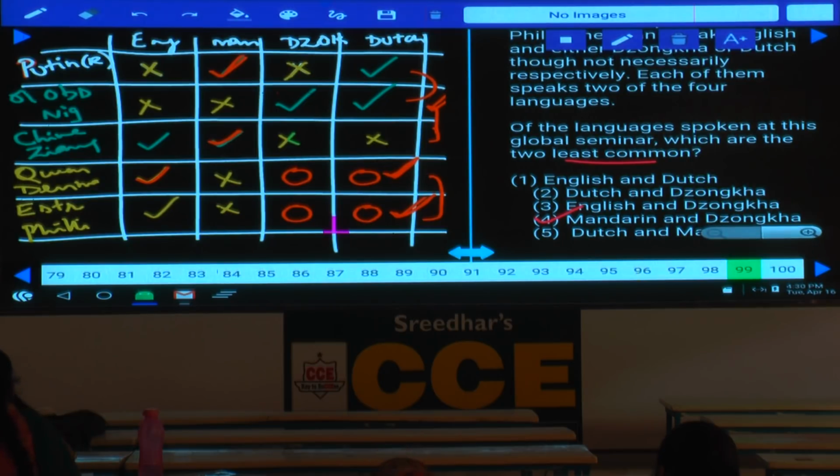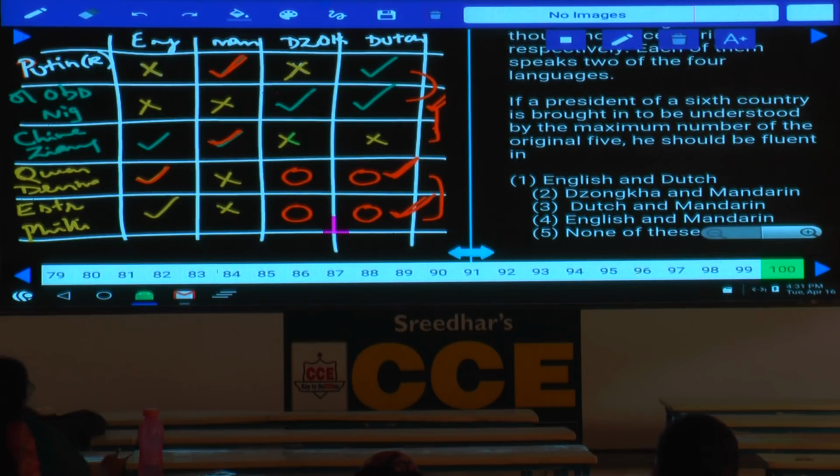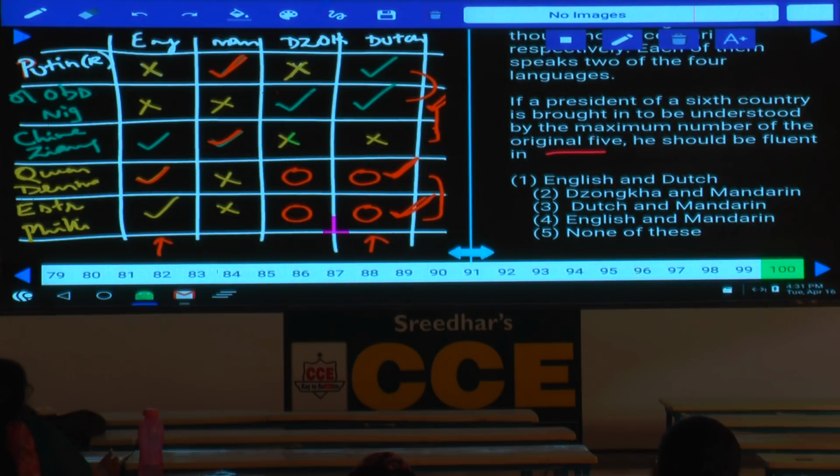99 choice 4. Then coming to question number 100. Now if a president of a 6th country is brought in to be understood by the maximum number of original 5. Maximum number of 5 means now that person must be good at either English or Dutch, because these are the only 2 languages wherein 3 persons among these 5 are able to converse, isn't it? Then what is your answer here? Either English or Dutch, and it is given with choice. Choice 1 is the answer.